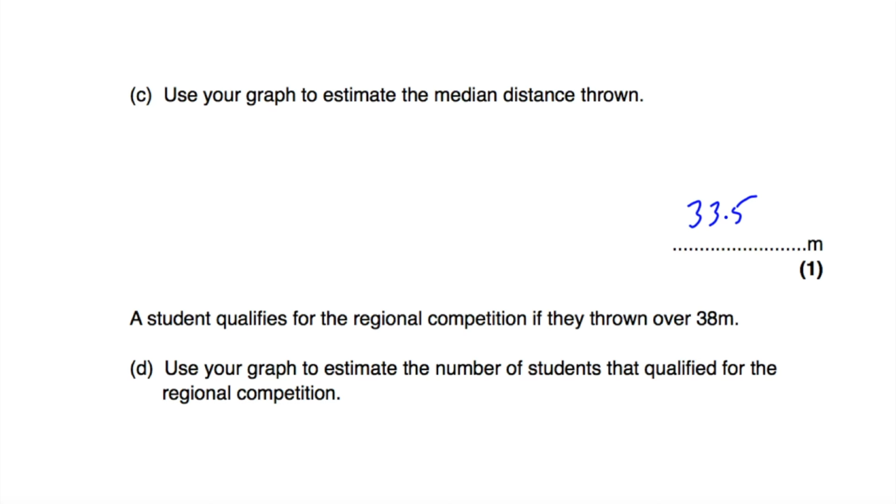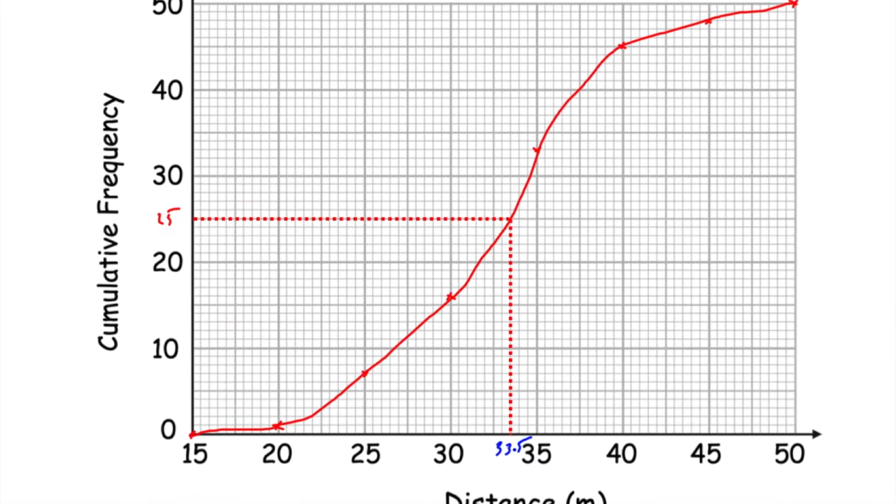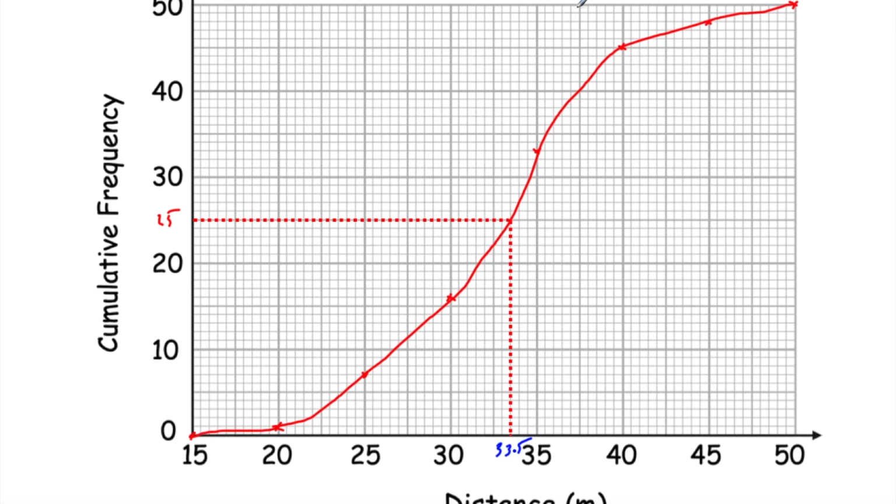Okay, and then if we carry on, a student qualifies for a regional competition if they threw over 38 meters. We've been asked to use our graph to estimate the number of students to qualify for that regional competition. So we're looking to find the number of students that threw over 38 meters. So let's find where 38 is. Here's 35, 40, so 37.5 is in the middle. So 38 would be one box to the right there. That's 38 there.